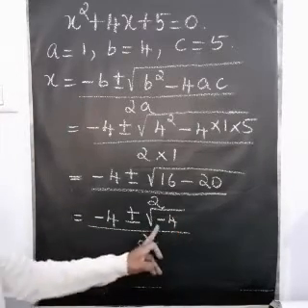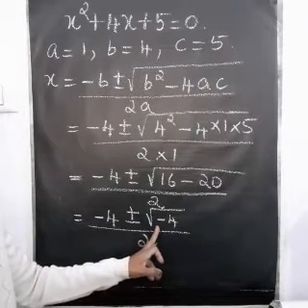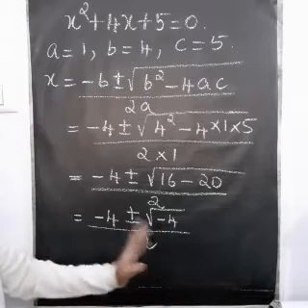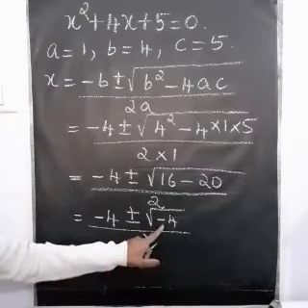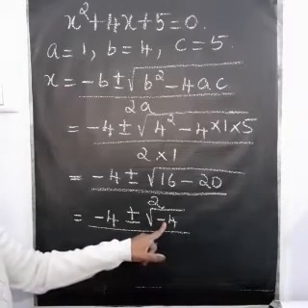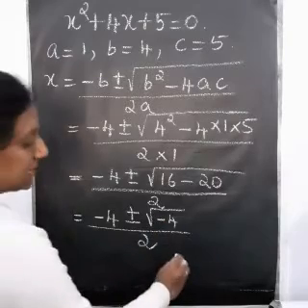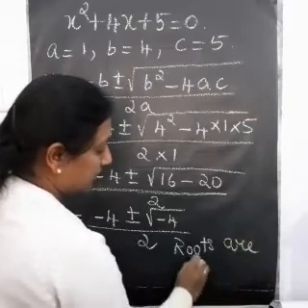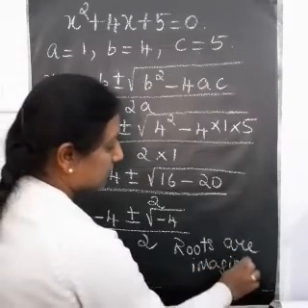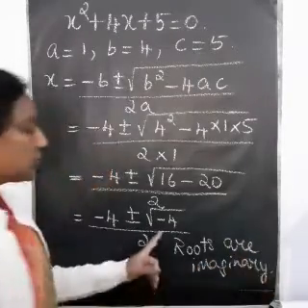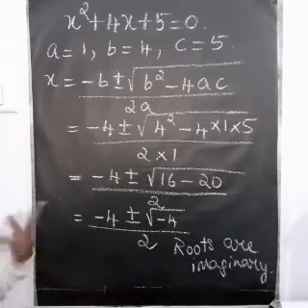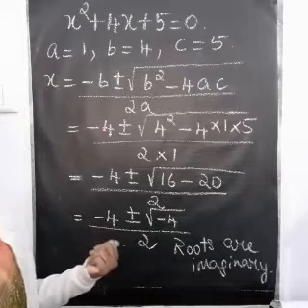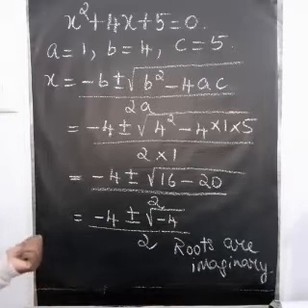Now can we find the root of a negative number? No. We cannot find the root of a negative number. So for this type of sum, when we get a negative number inside the radical sign, you will just write roots are imaginary. What will you write? Roots are imaginary and finish. Because root of a negative number will give rise to complex numbers, and complex numbers will be taught to you in class 11. Are we okay with this?